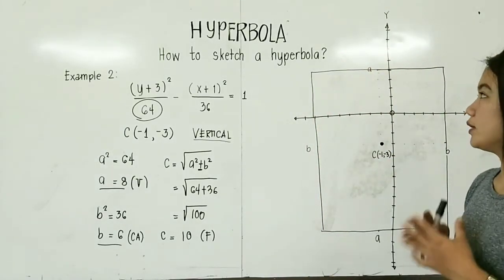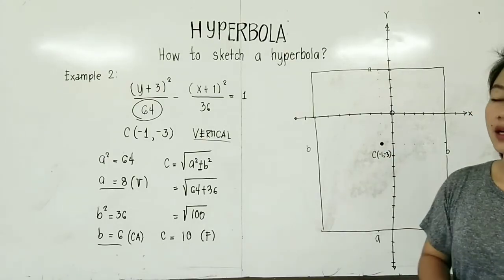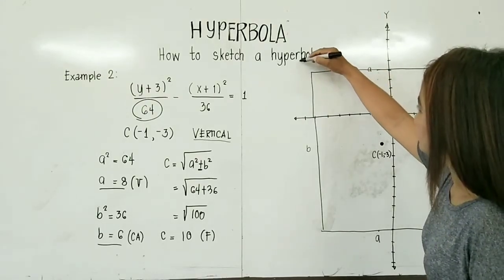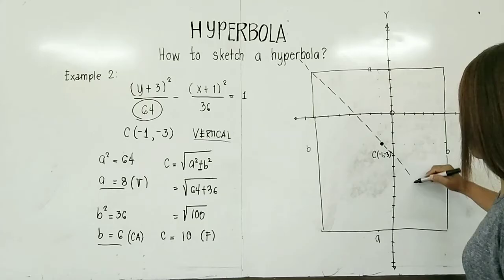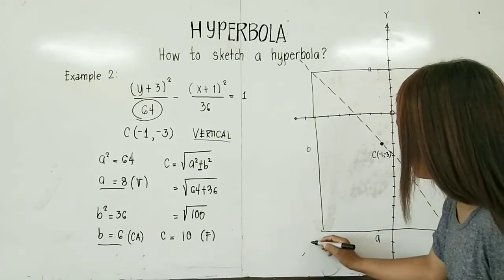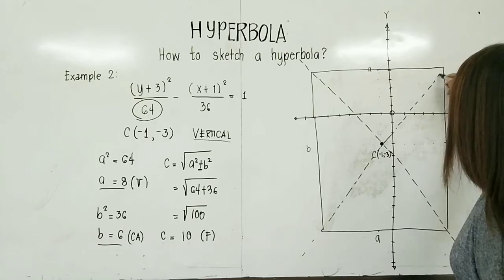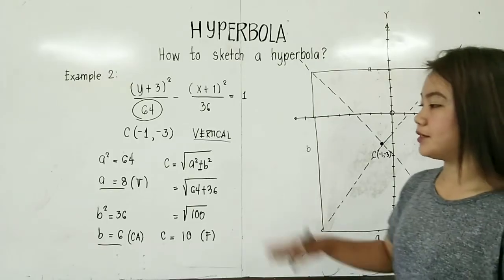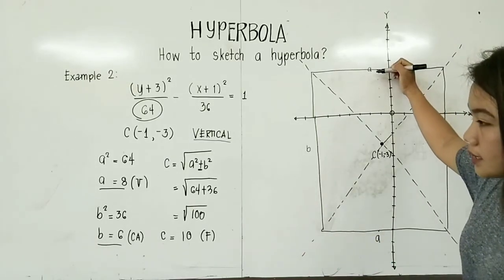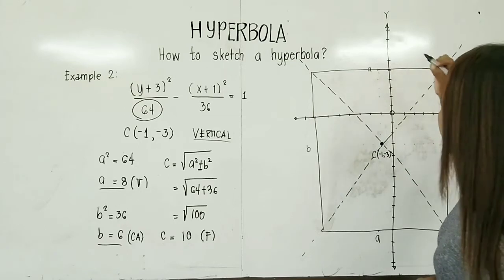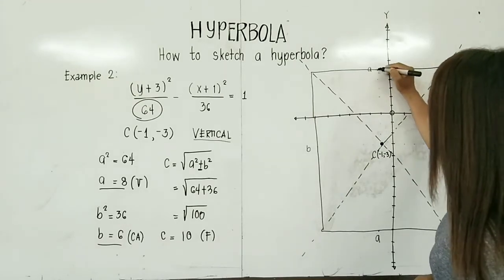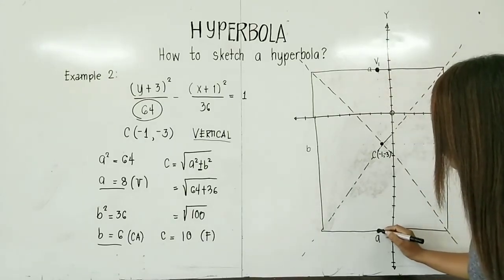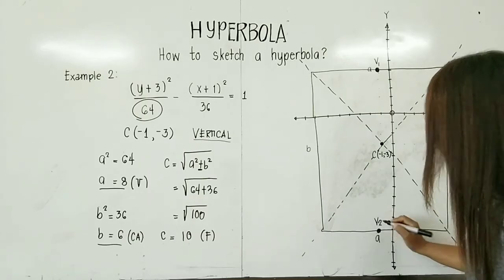Next step is we will sketch the asymptote of this hyperbola by just connecting the four edges of this central box. So let's start from here. So this is our asymptote. Next is we will plot our vertex and our foci. Our vertex is 8 units from the center. So this is 8. So this is our vertex 1. And the other 8 is for the vertex 2.